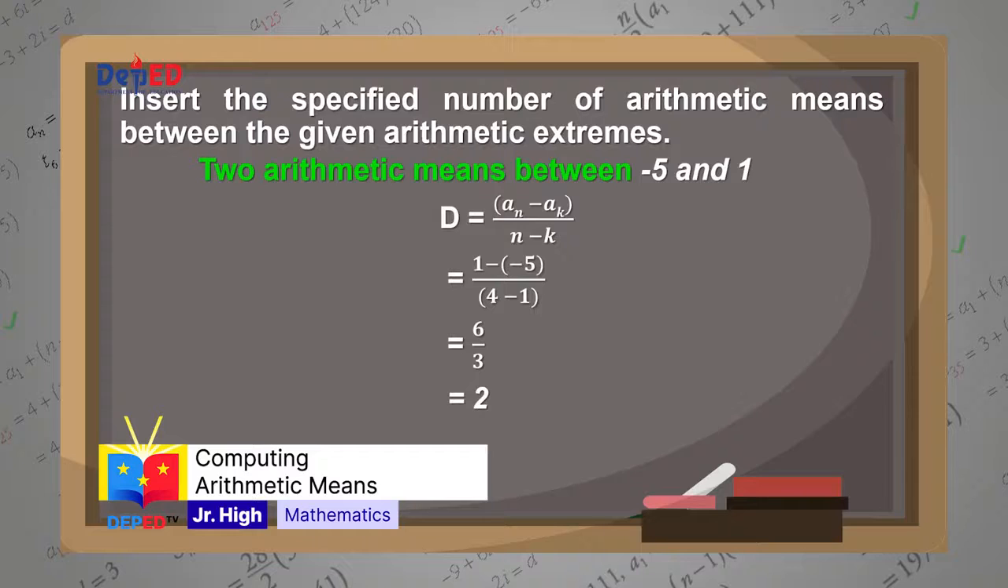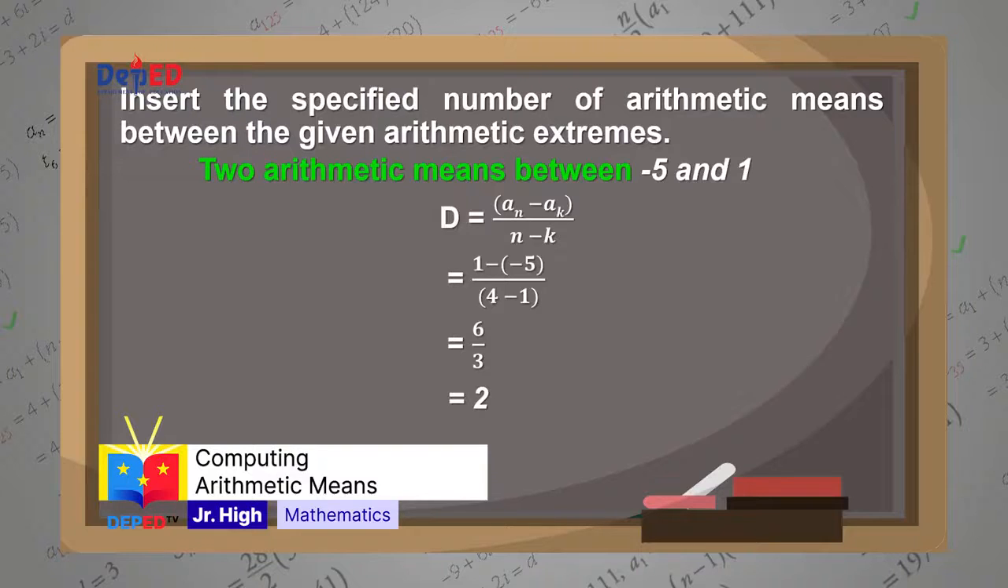Using the values for a sub n, we will use 1 minus a sub k is negative 5 divided by n, which is 4, and k, which is 1. 1 minus negative 5 will give us 6 divided by 4 minus 1 is 3. The answer is 2.